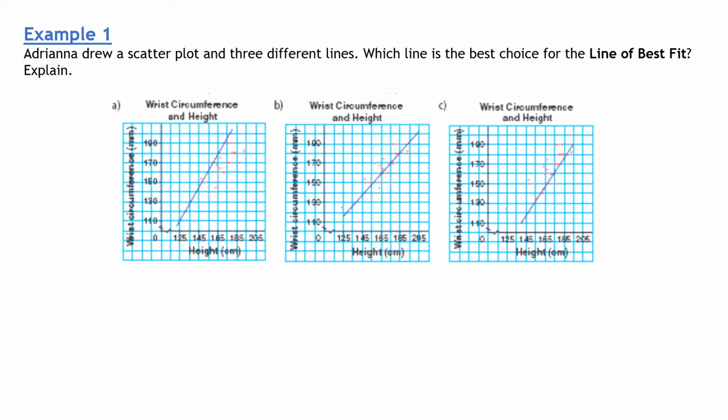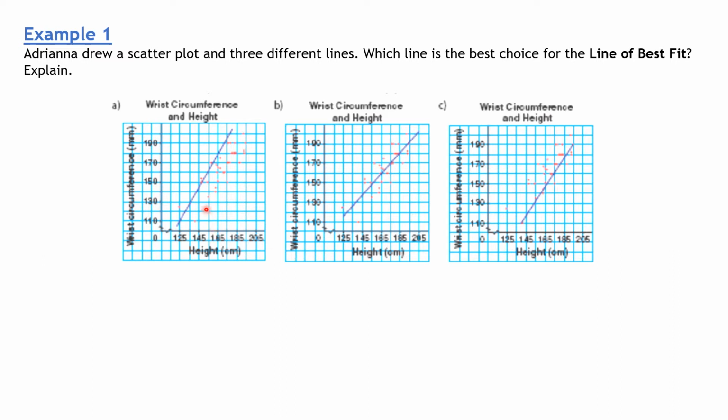Example 1. Adriana drew a scatter plot and 3 different lines. Which line is the best choice for the line of best fit? So it's all the same. It's your wrist circumference. So right now, if you put your one hand around your wrist and see if you can touch your fingers, that distance around your wrist is your wrist circumference, and your height. So is there a connection between the two? So all the red dots are exactly in the same location on all 3 of these. The red dots are all exactly the same. It's just the lines that are different.